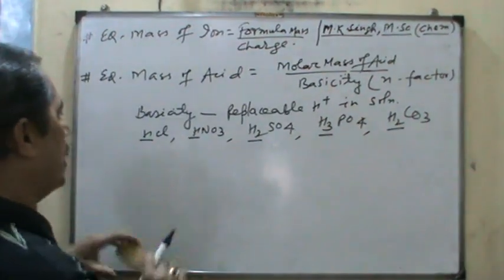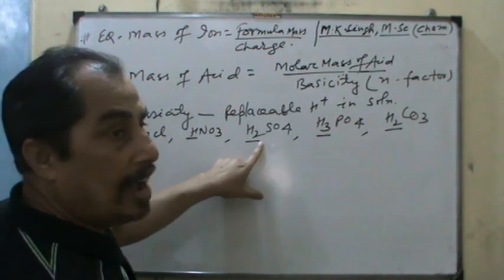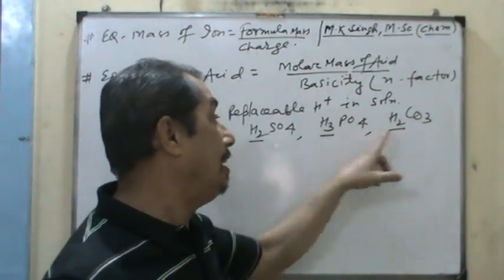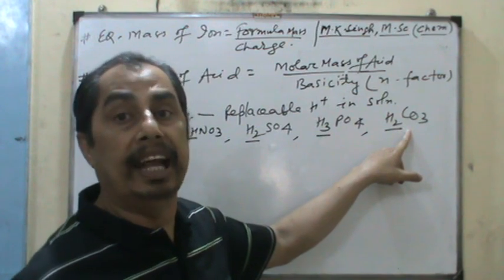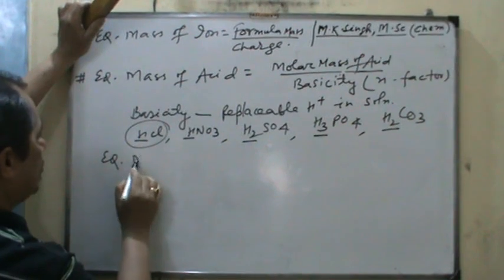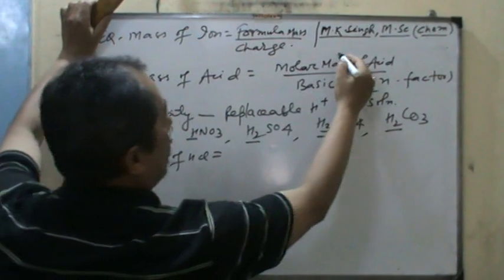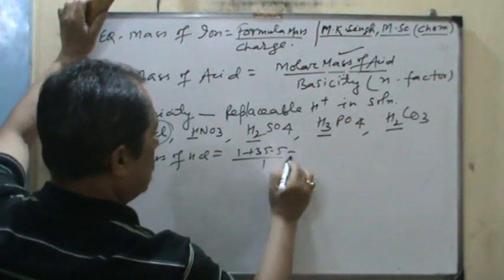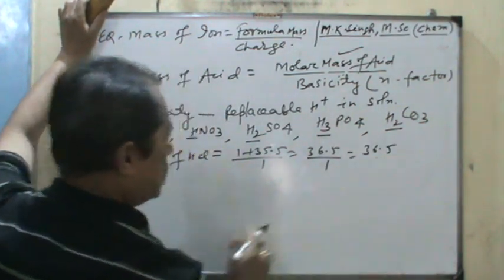The way you can see, how many hydrogen are replaced here? Only one hydrogen is replaced. Here 2 hydrogen ions are replaced, 3 hydrogen ions are replaced, in orthophosphoric acid and carbonic acid. H2CO3 is carbonic acid. Dear students, if you have to calculate the equivalent mass of HCl, then what is the formula? Molar mass. 1 plus 35.5 divided by 1, 36.5 by 1, your answer is 36.5.